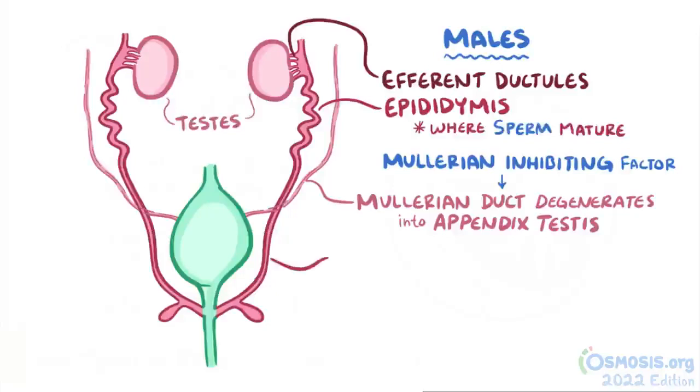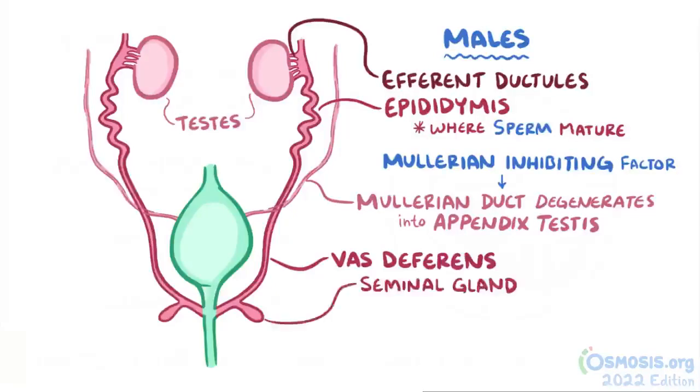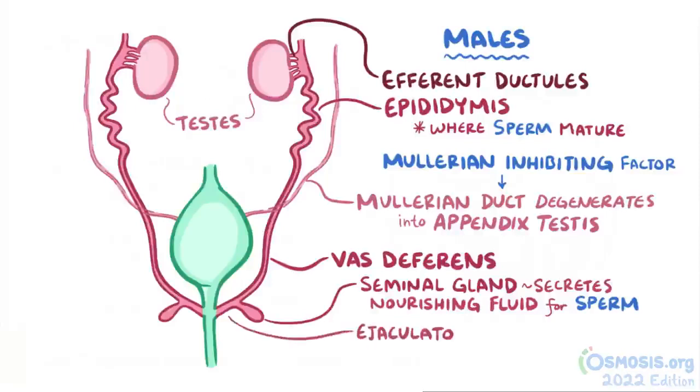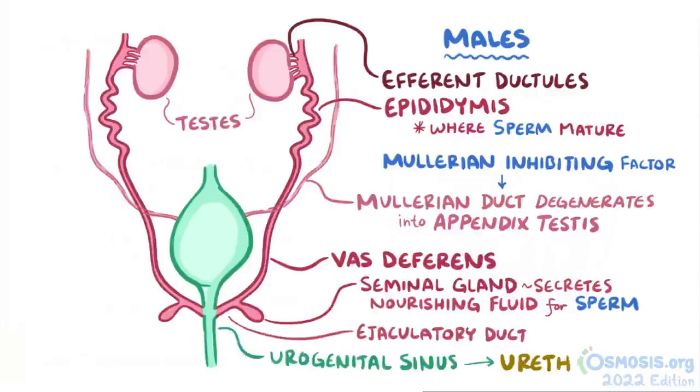After the epididymis, there's the vas deferens, through which sperm will be released during ejaculation. An accessory gland called the seminal gland develops from each vas deferens, and it secretes a nourishing fluid for the traveling sperm. At the end of each vas deferens, below the opening of the seminal glands, there's an ejaculatory duct, which opens into the urogenital sinus, which forms the male urethra.